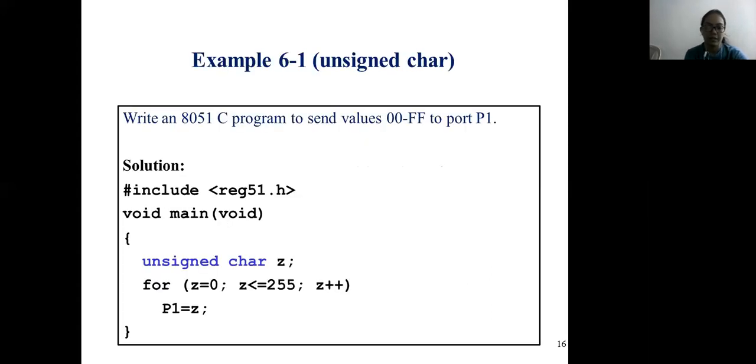So these are the examples for unsigned and signed. The first example is for unsigned. You can see here how to write the C program. The example given here is to write an 8051 C program for sending values 00 to FF to port P1. So here the solution goes like this.